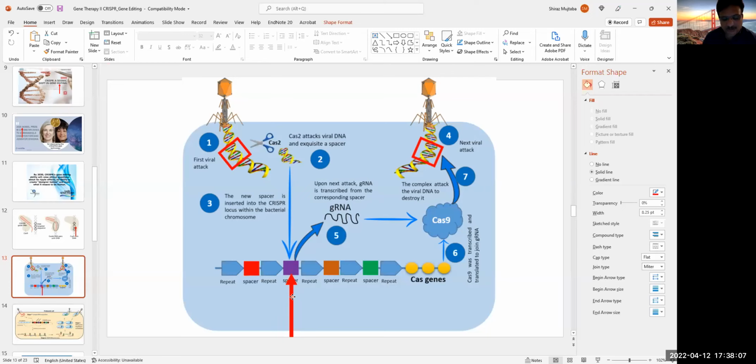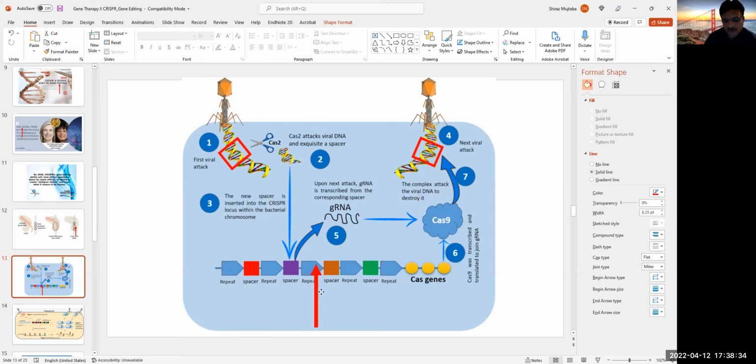So they create spacers. What you see here, red, purple, yellowish brown, green, they are all spacers. They are the fingerprint DNA of various bacteriophages, so that when bacteria encounter these bacteriophages, they already have the memory and can counter right away when the bacteriophage occurs. So think about how this bacteria evolved.